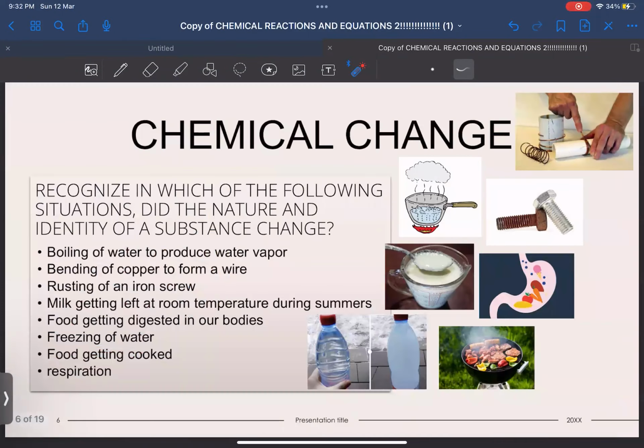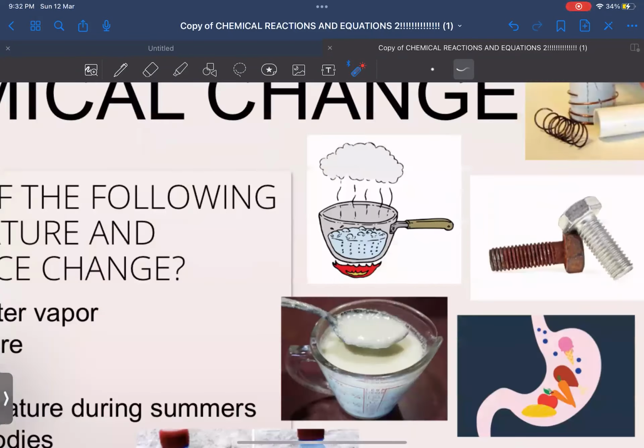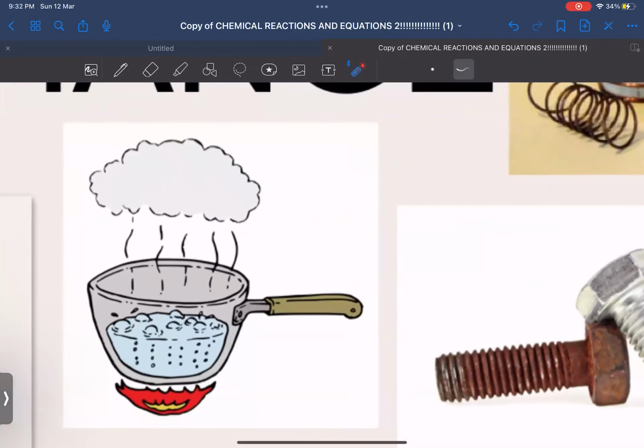Now, chemical changes. In the following situations, we have to recognize where the nature and identity of a substance has changed. Boiling of water to produce vapor. Over here we have water. We can see over here that we have water. Water produces vapor.